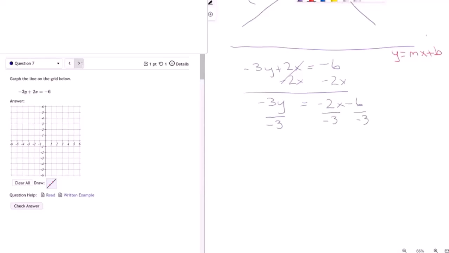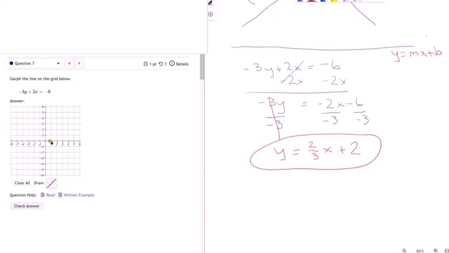What that does is cancels the -3 with the -3, and I have y equals, and then I have a negative over a negative, which is really the same as a positive x. And then we have minus 6 over minus 3, which is plus 2. If I solve for y, I now have it in the form that I know exactly how to graph.